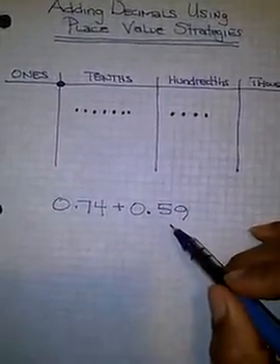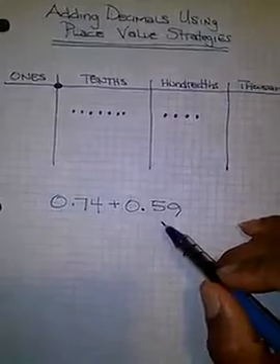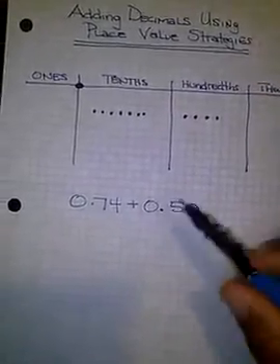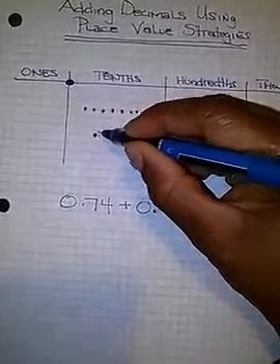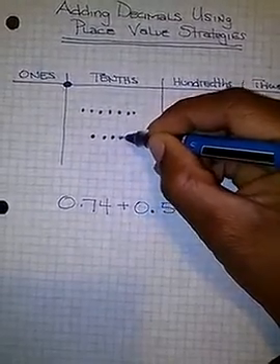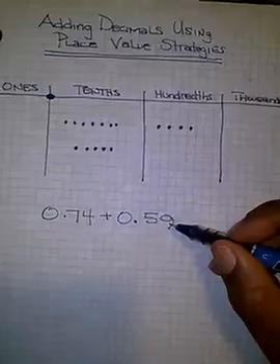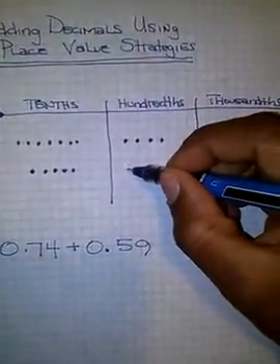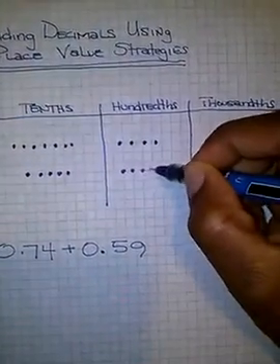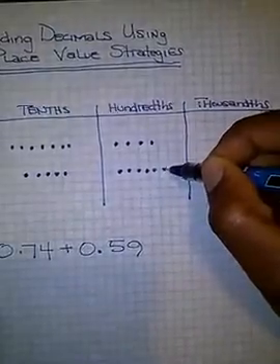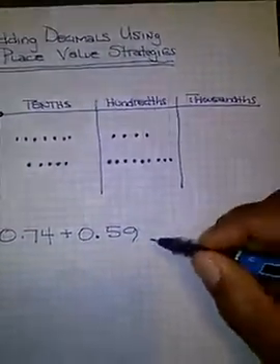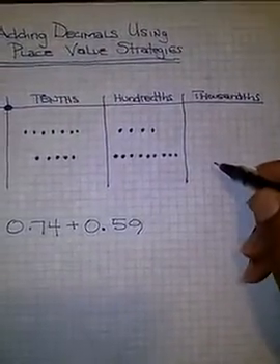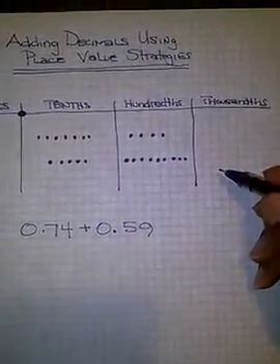The second add-in is 59 hundredths. So again, there are no ones, so I will leave the ones column blank. There are 5 tenths, and there are 9 hundredths. I will again leave the thousandths column blank because there are no thousandths in this case.